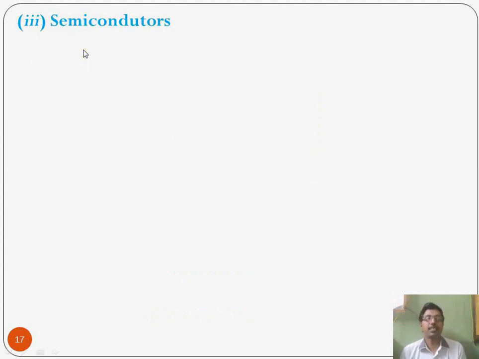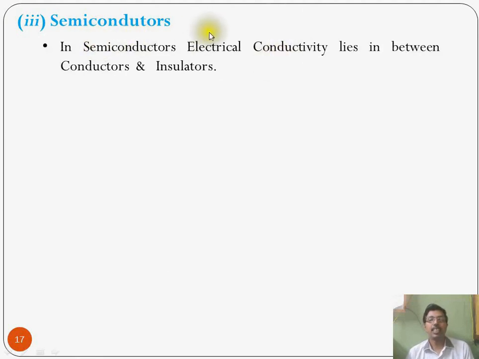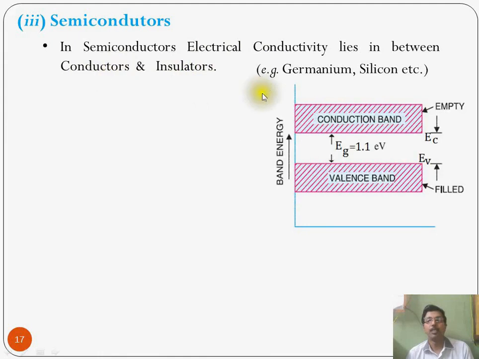Let me take the next one, the semiconductors. If we take a semiconductor, the electrical conductivity, that is the conduction through a semiconductor, lies between a conductor and an insulator. That is, the energy gap in the case of semiconductors is not too high like an insulator, nor does it overlap like a conductor, but it lies in between conductors and insulators.